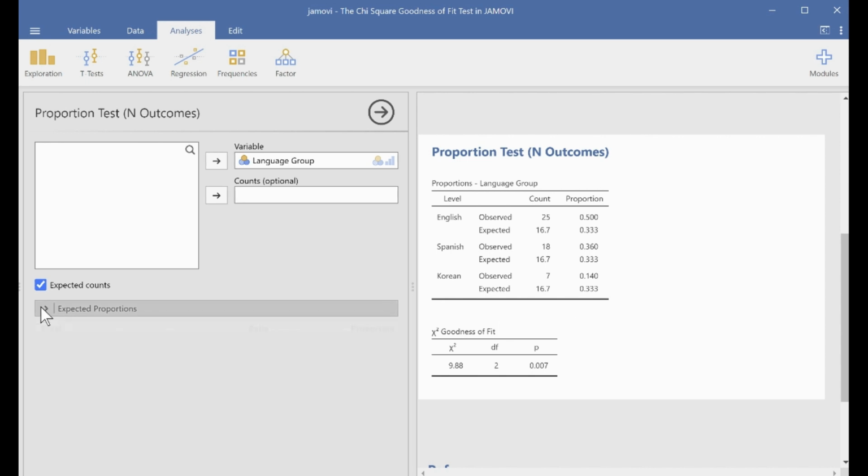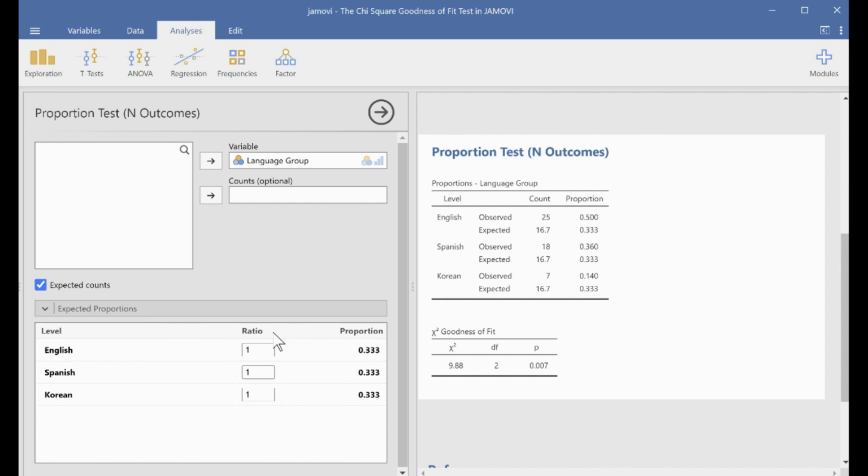If I click on this, expected proportions, it opens up this particular dialog box where it says English, Spanish, and Korean. Those are the levels. And at this point, I can actually enter the proportions that actually exist in the university. So I happen to know that 75% of students are English speakers, 20% of students are Spanish speakers, and 4% are Korean speakers. So now I have a particular set of ratios.